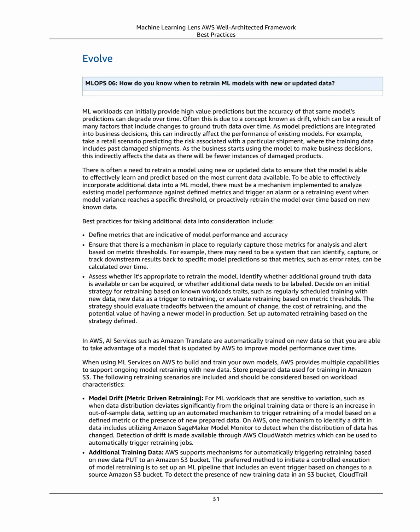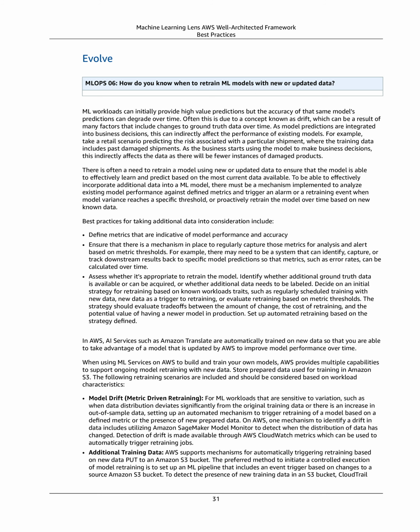Model drift, metric-driven retraining: for ML workloads that are sensitive to variation, such as when data distribution deviates significantly from the original training data or there is an increase in out-of-sample data, set up an automated mechanism to trigger retraining of a model based on a defined metric or the presence of new prepared data. On AWS, one mechanism to identify a drift in data includes utilizing Amazon SageMaker Model Monitor to detect when the distribution of data has changed. Detection of drift is made available through AWS CloudWatch metrics, which can be used to automatically trigger retraining jobs.